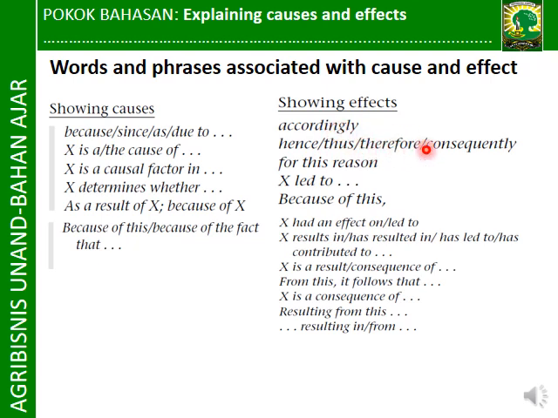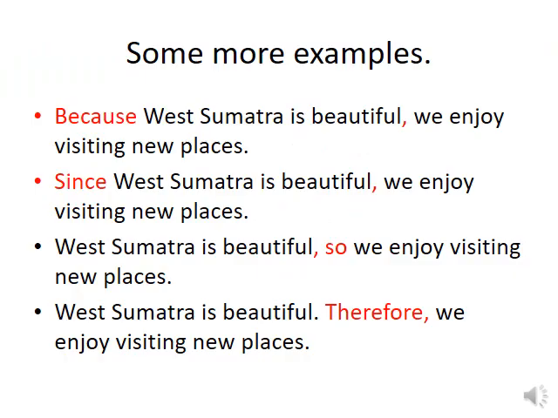Therefore is probably the most common in English. Consequently and accordingly you can use, but I would tend to use therefore. For this reason, again, you can use for this reason, but really you're using three words when you could just use one in therefore. So I would tend to use therefore. Because of this, is like therefore as a simple way of putting it.